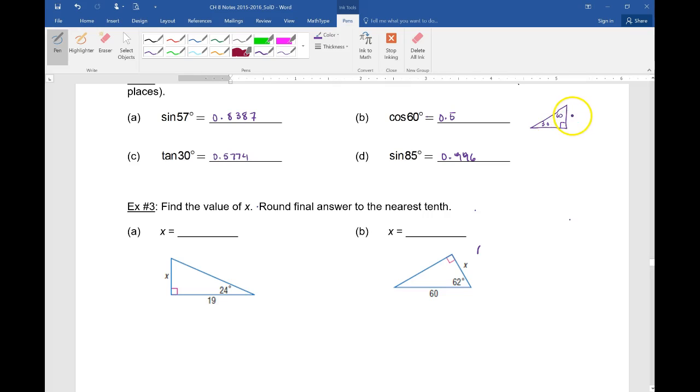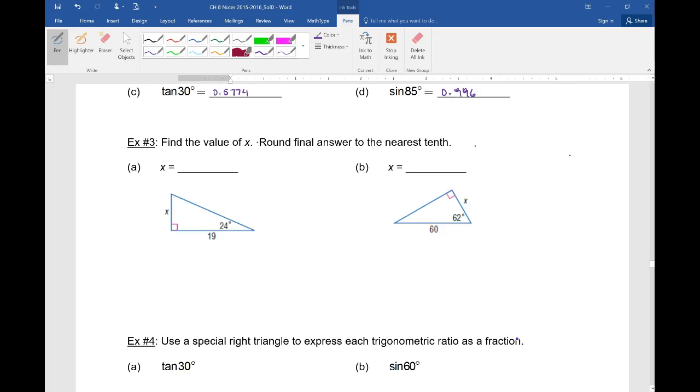Now, suppose this side, the short leg, is 1. What would that make the other leg? If it's a 30, 60, 90, and this is 1, then this is 1 times radical 3. And this is 2 times 1, okay? So now, if I wanted the cosine of 60, if this is 60, and I want the adjacent over the hypotenuse, what would that be? 1 over 2, okay? Yes? All right, we're going to do a lot more with this. In example 4, actually, we're going to do a lot more.